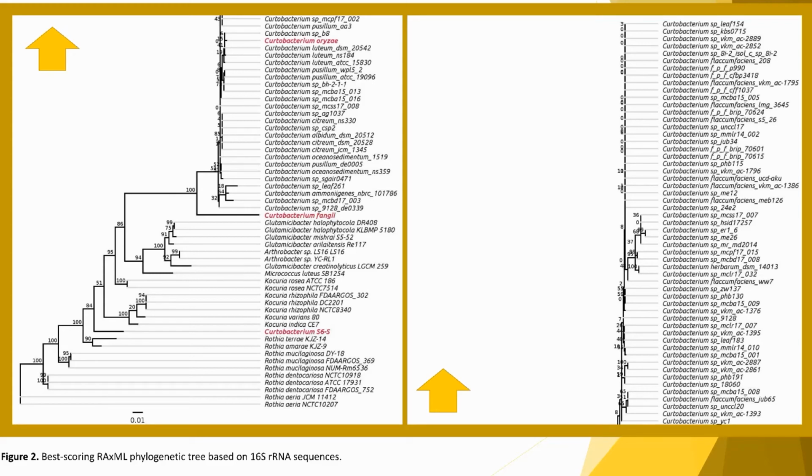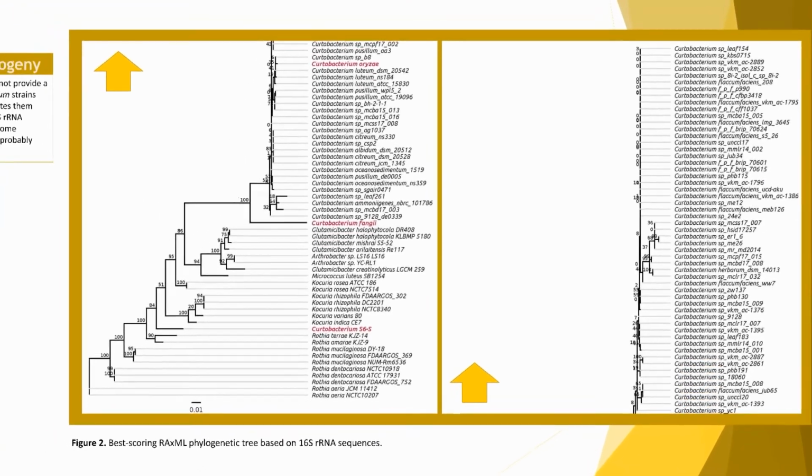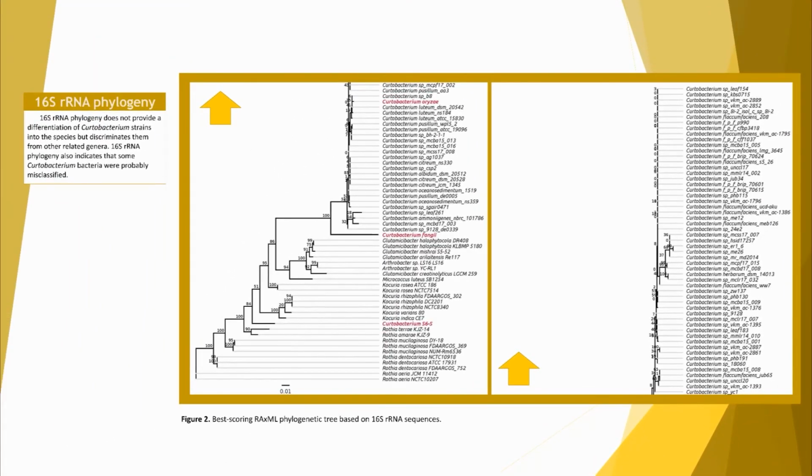The phylogeny of 16S RNA does not provide species differentiation of Curtobacterium strains, but distinguishes them from all other related genera. The tree based on 16S RNA sequences suggests that some Curtobacterium strains could be misclassified. Two strains under the name Curtobacterium were found to group distantly. They are Curtobacterium S6S and a strain assigned to so-called Curtobacterium fungi, the suggested name for a wheat pathogen, not approved legally. The latter was represented only by the 16S RNA sequence.